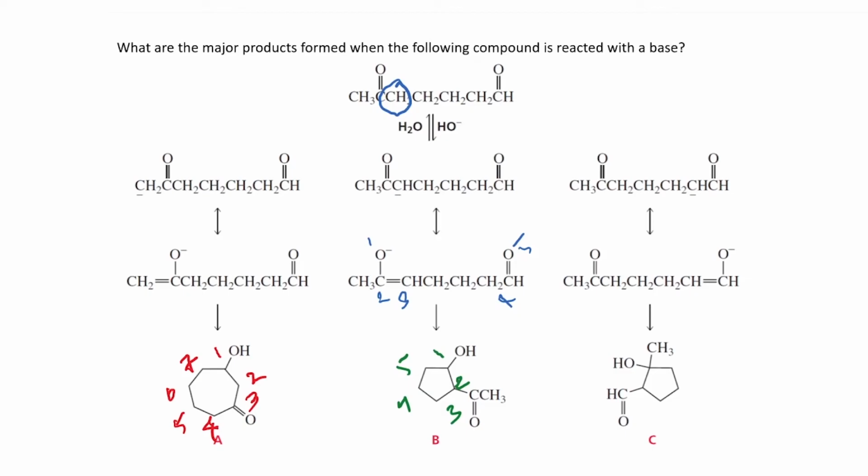The next possibility is to form the enolate next to the aldehyde, and the aldehyde enolate can be produced in the following manner.